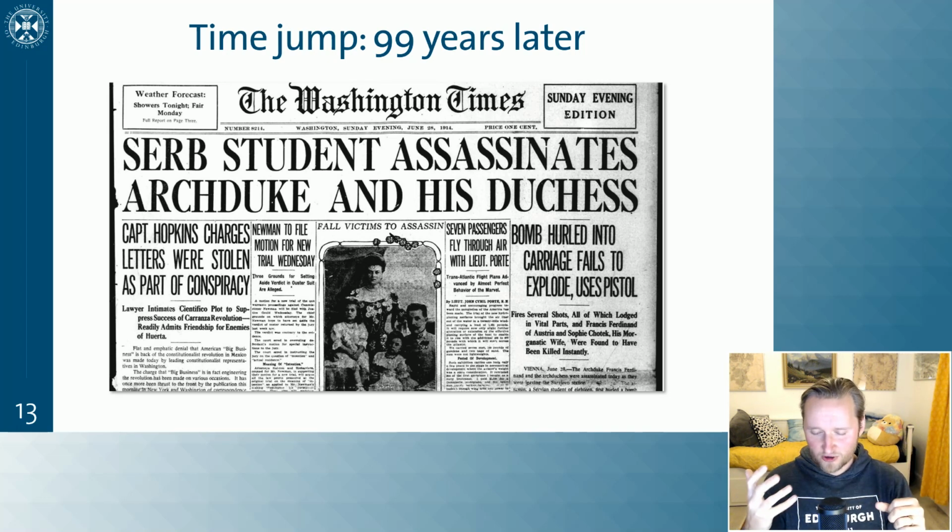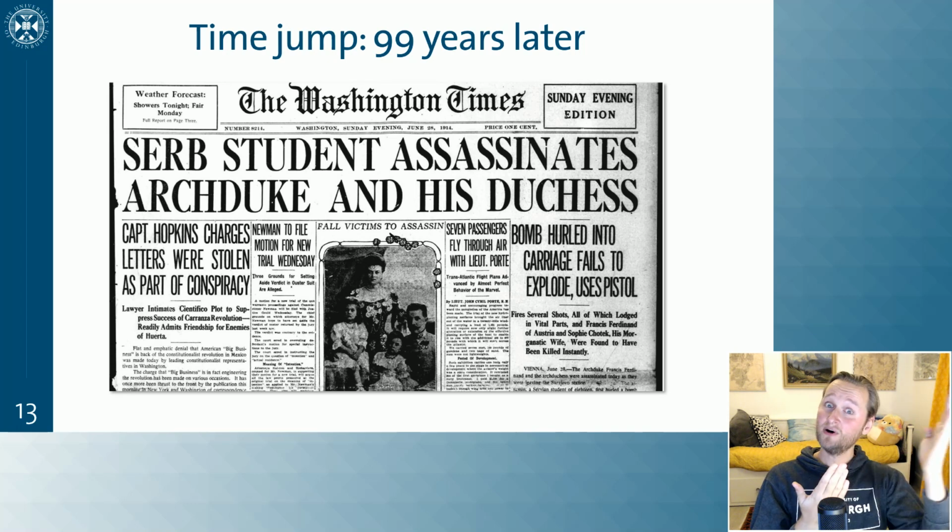But the cyanide doesn't work because it just makes him throw up, and he jumps into the river, but the river is only 13 centimeters deep. So not even that works well. So it's a whole comedy of errors. Franz Ferdinand actually, after this assassination attempt, still goes to the city hall and holds a speech from which he has to wipe off the blood from the earlier explosion.